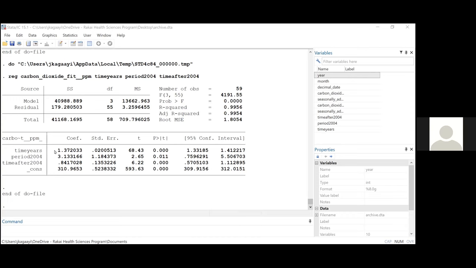So we can see the slope before the intervention was about 1.3. And then we get the X, the period effect. Was there a level change? We can see a level change of about 3.1 parts per million, and this is all statistically significant. Now this represents our interaction term, time after 2004. How did the slope change after 2004? It tells us that the slope actually increased by 0.84. So if you wanted the new slope, it would be this slope plus the slope before the intervention, so beta one plus beta three.